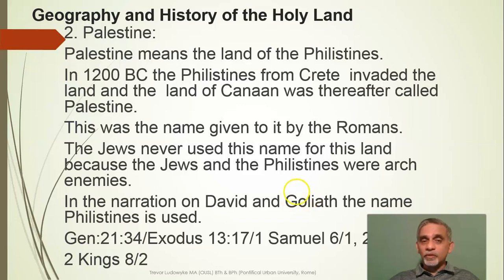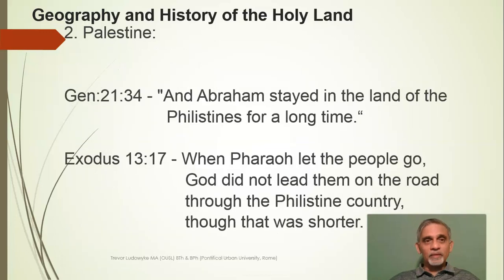But it was not the Jews who called that area Palestine. It was the name given by the Romans. The Jews never used this name for this land because the Jews and the Philistines were arch enemies. We know that. And in the narration of the story of David and Goliath, the name Philistines is used. David is supposed to fight Goliath. Goliath was the giant sent by the Philistine armies to destroy the people of Israel, and David with his slingshot overcomes and kills Goliath and overcomes the Philistine army, right? We know that story from the Bible.